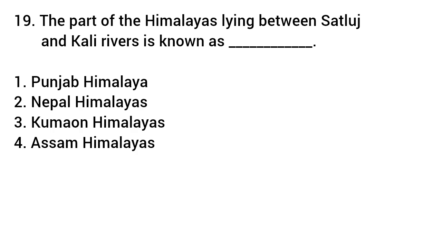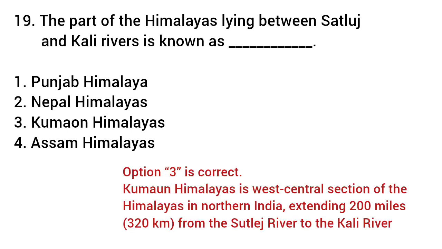The part of the Himalayas lying between Satluj and Kali river is known as? Answer. Option 3 is correct. Kumayu Himalayas is a west central section of the Himalayas in northern India, extending 200 miles, 320 km, from the Satluj river to the Kali river.